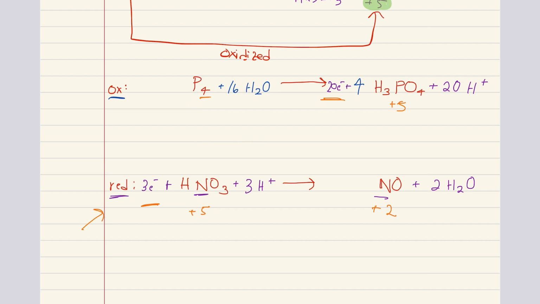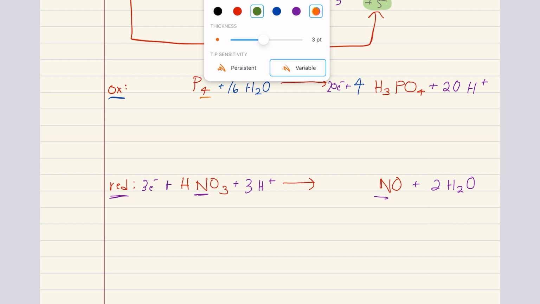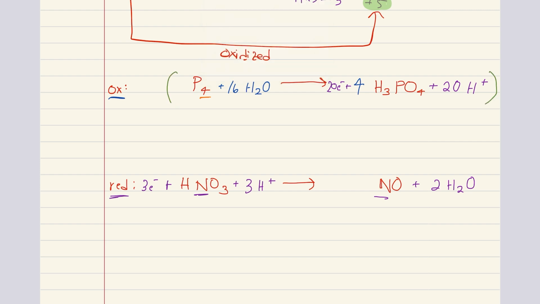Here we want to multiply the two half reactions by factors that equalize the number of electrons. In our oxidation half reaction, we have 20 electrons. In our reduction half reaction, we have 3 electrons. The least common multiple of 20 and 3 is 60, which means that we're going to go ahead and multiply our oxidation half reaction by 3. And we're going to multiply our reduction half reaction by 20.